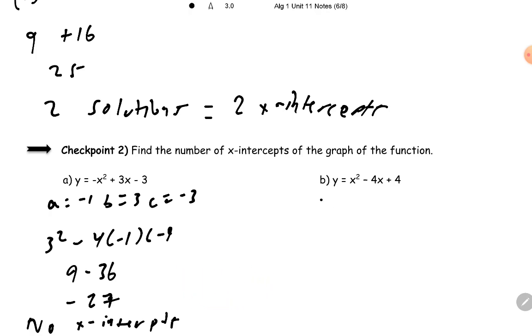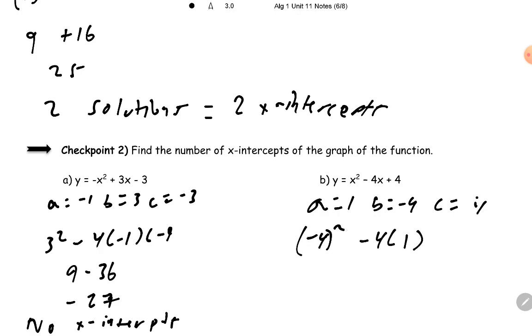Part B, a equals 1, b equals -4, c equals +4. So -4 squared minus 4 times a, which is 1, times c, which is +4. I have 16 minus 16, which is 0. So 1 solution, 1 x-intercept.